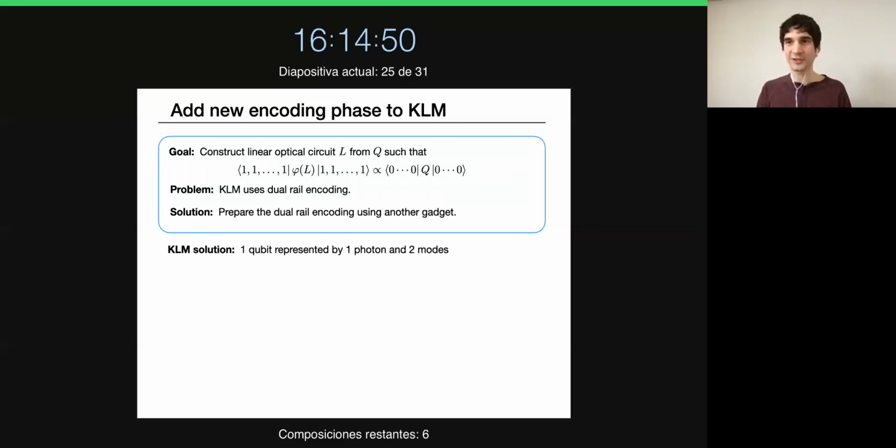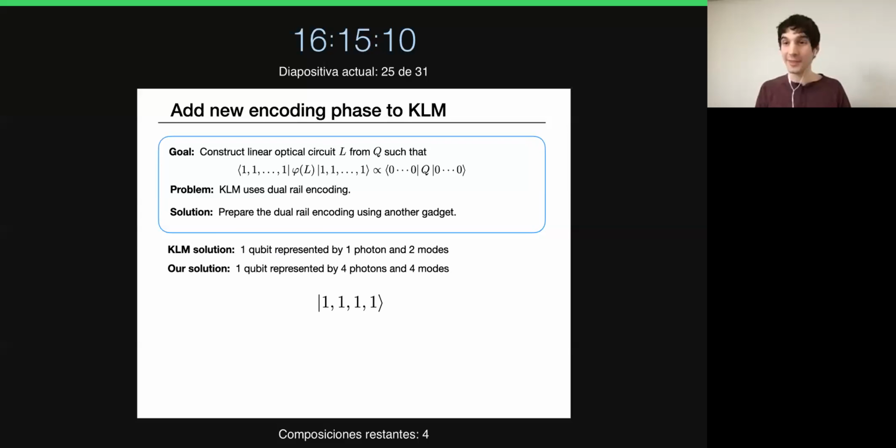So the solution looks something like this. Just to recall, the KLM solution used 2 modes and 1 photon to represent a single qubit, whereas our solution is going to use 4 photons and 4 modes to represent a single qubit. So here's what an encoded qubit would look like. It's just 4 photons and 4 modes.